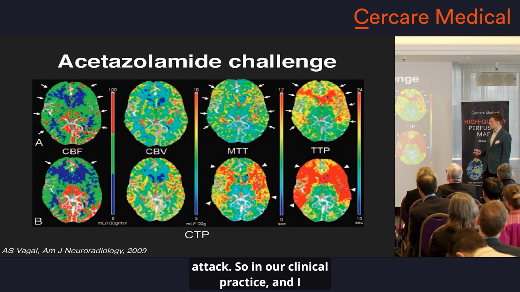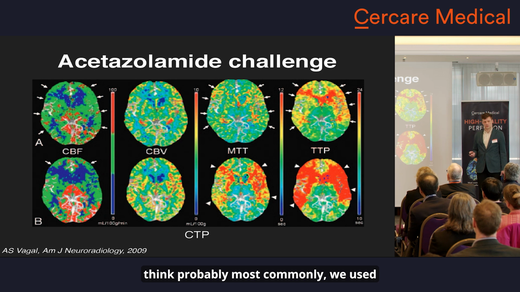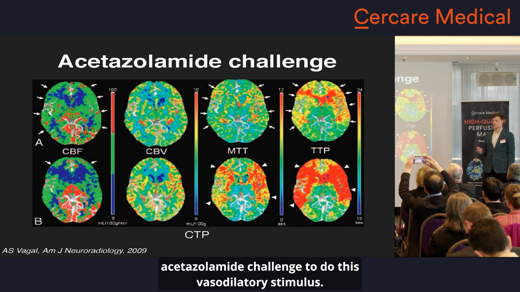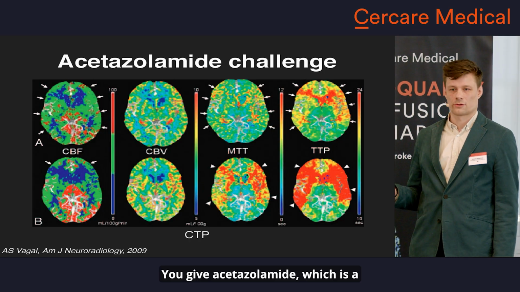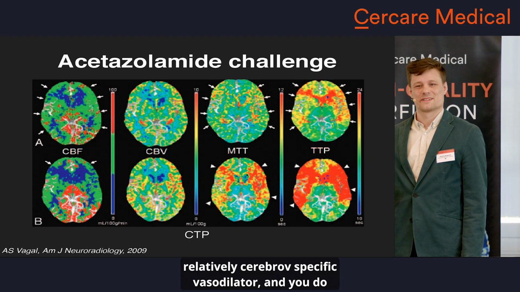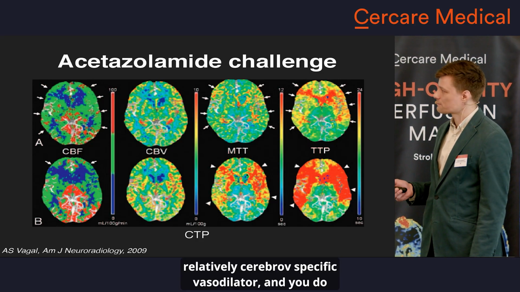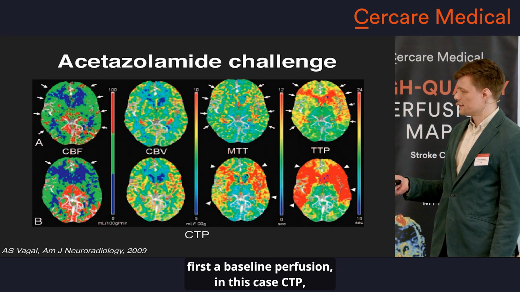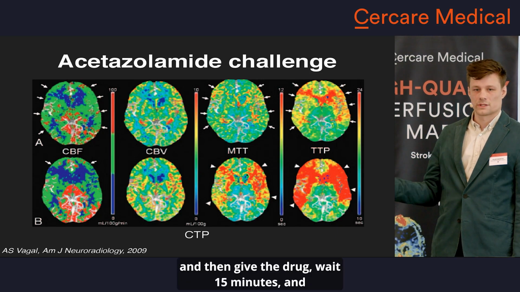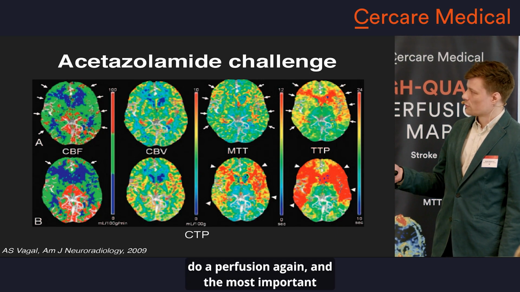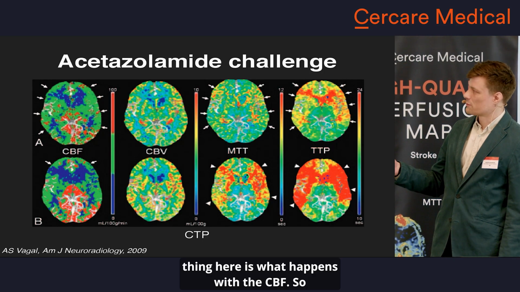So in our clinical practice, and I think probably most commonly, we use the acetazolamide challenge to provide this vasodilatory stimulus. You give acetazolamide, which is a relatively cerebral-specific vasodilator, and you first do a baseline perfusion, in this case CTP, and then give the drug, wait 15 minutes, and do a perfusion again. And the most important thing here is what happens with the CBF.